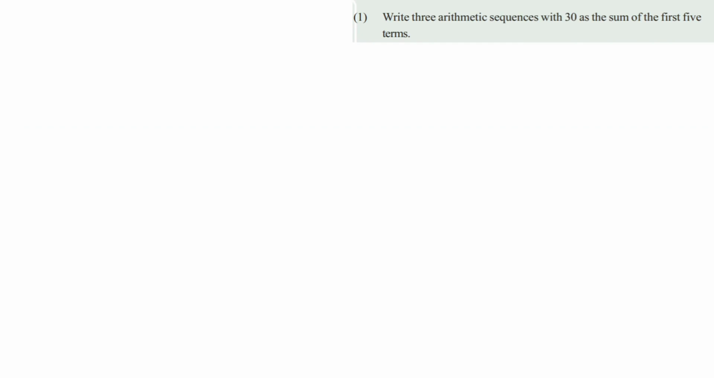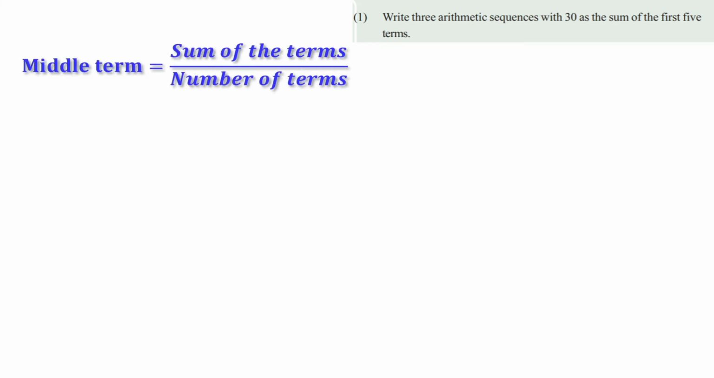Given that the sum is 30 and the number of terms is 5, we know the middle term is equal to the sum of the terms divided by the number of terms. When we take the first 5 terms, which is the middle term? The third term, right? So we can write third term equals 30 by 5, or 6. Now we got the third term.